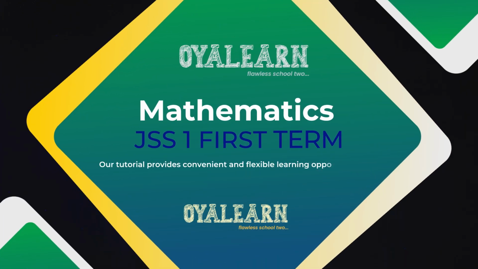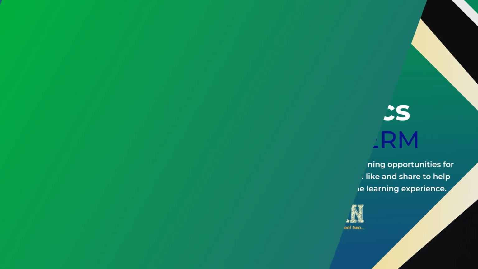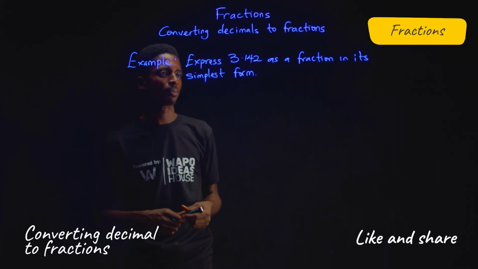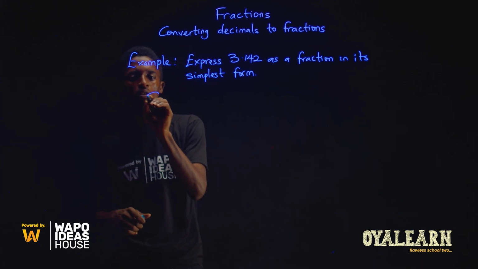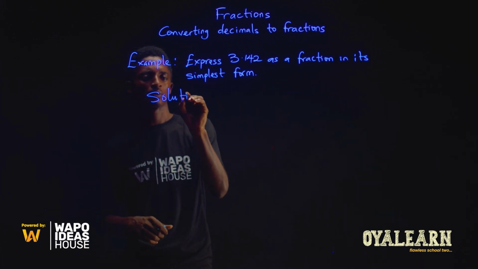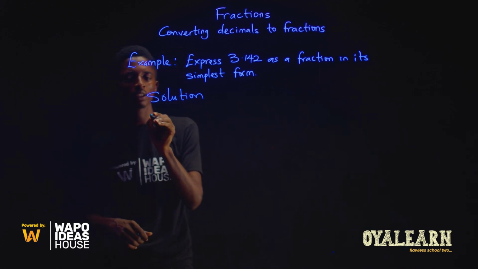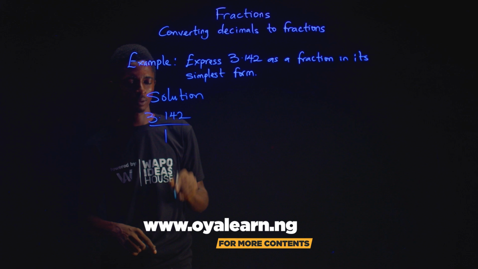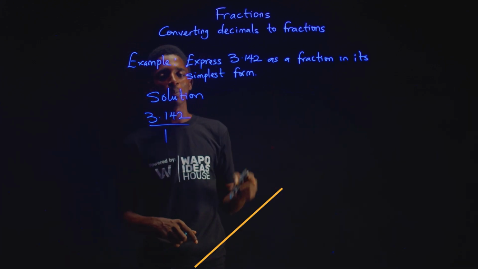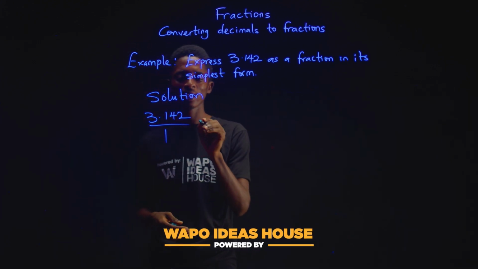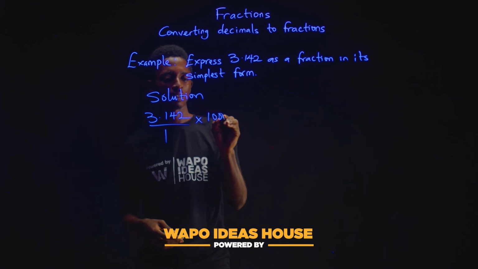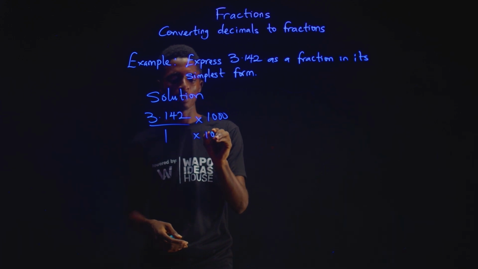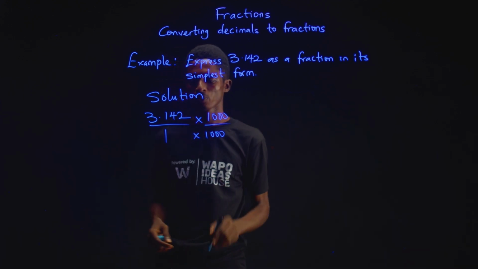Another example is to express 3.142 as a fraction in its simplest form. Solution. This fraction can be written as 3.142 over 1. Now it has 3 decimal places, so we multiply by 1,000, 3 zeros. The same thing to the denominator, multiplied by 1,000.